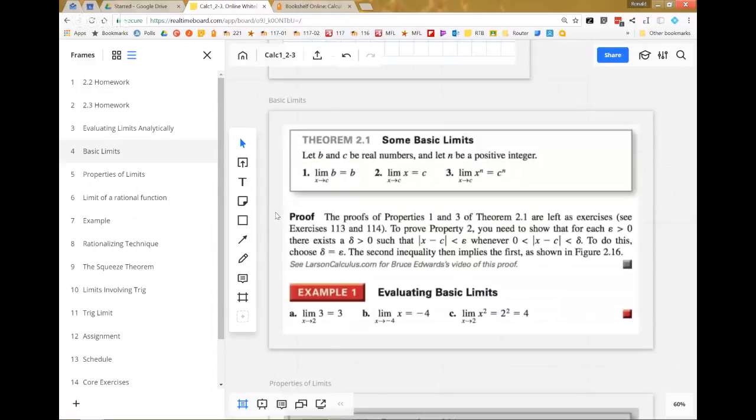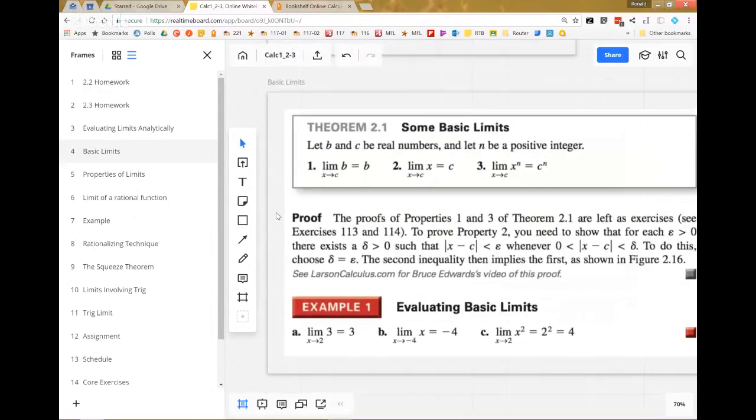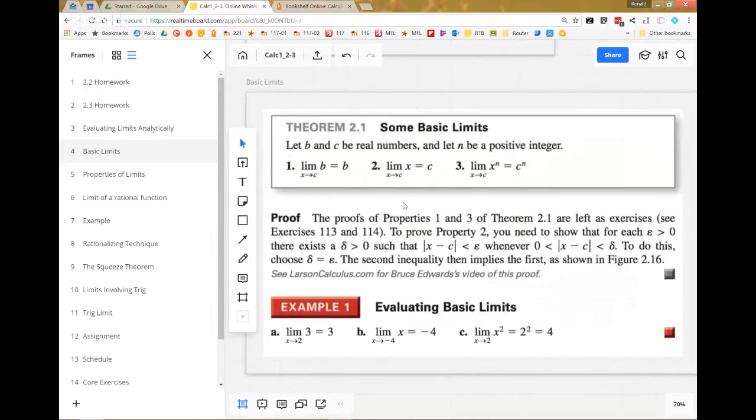So first we have some of what the book calls basic limits. And the very first one is the limit of b as x approaches c is b. So in this case, this limit doesn't have anything to do with x. It's like saying the limit of 3 as x approaches 20 is 3. So in other words, x has nothing to do with the problem. So that's kind of a weird one, but that's what it amounts to.